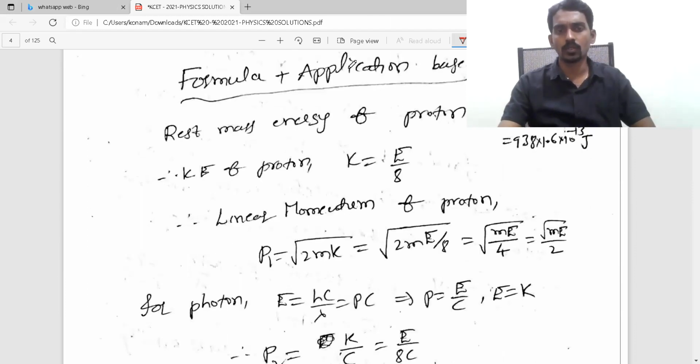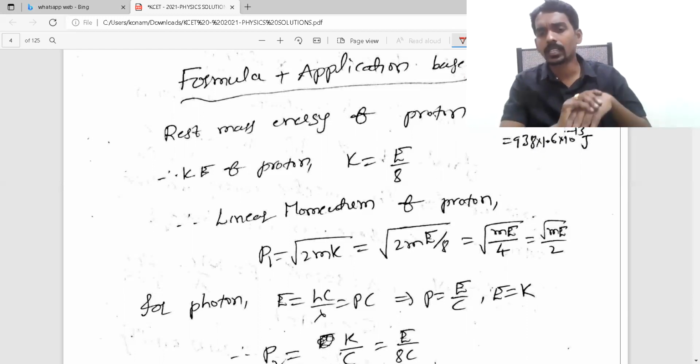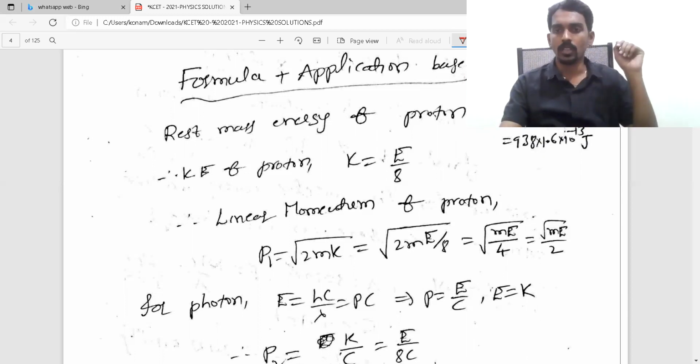If you look at the solution, that's why I said it is formula plus application based. You need to think on your own; you may have to assume on your own. Take the rest mass energy of the proton. Rest mass energy means what? mc square, the energy equivalent to the mass of the particle, given by Einstein as mc square. That value is approximately 935 or 938 or 939, depending; we will take the approximate value in mega electron volt. This is the conversion. Then the kinetic energy of the proton is 1 by 8 of its rest mass energy, so that I have taken.